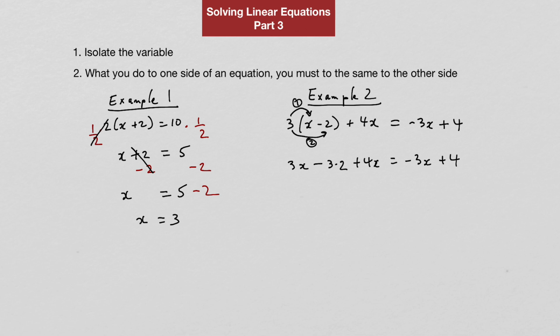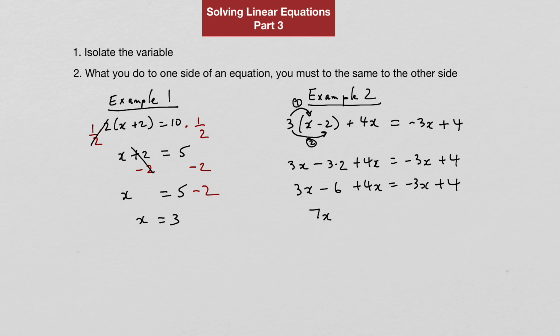Okay, so let's multiply this out right here. We're going to write everything else out the same. 3x minus, and 3 times 2 is 6, plus 4x is equal to minus 3x plus 4. So now it's looking a little cleaner. The next thing to do is we're going to combine like terms. The like terms on the left side of the equation, this is where we're going to focus, is we have a 3x and a positive 4x. So 3x plus 4x gives us 7x.